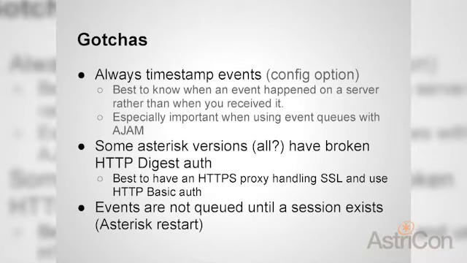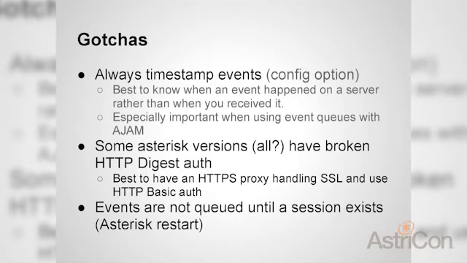So there's a few gotchas that I'd like to share with you guys real quick, just in case you get more in depth, or you might already know some of these. Always timestamp events, especially if you're queuing up a whole bunch of events and your AMI client for some reason completely forgot to reconnect, and now it's getting really old events. So it's best to know when an event happened on a server rather than when you received it. It's also especially important to use when you're using AMI, like I just said.